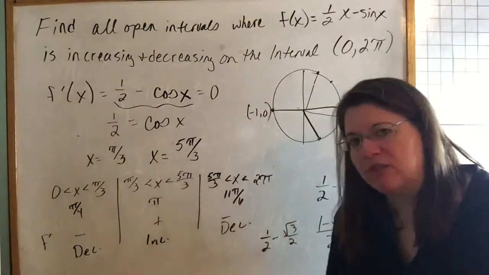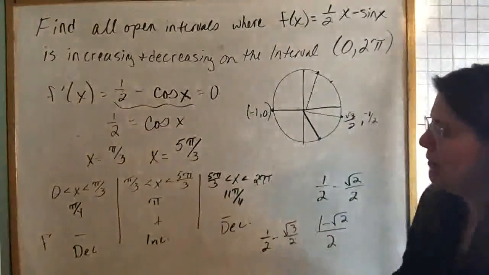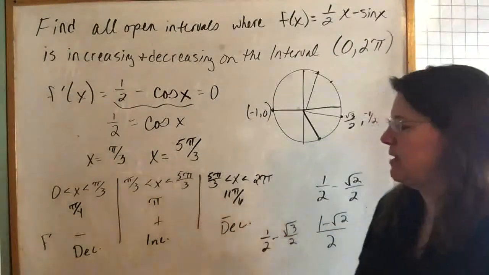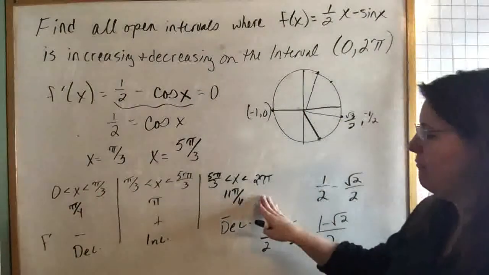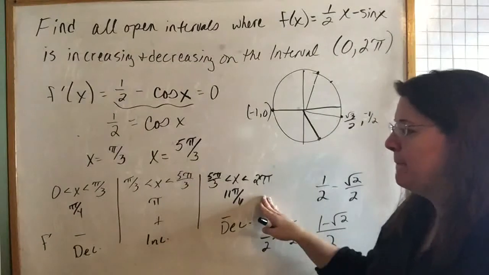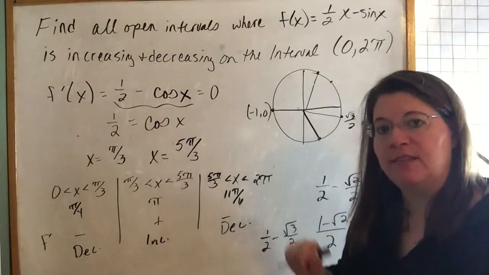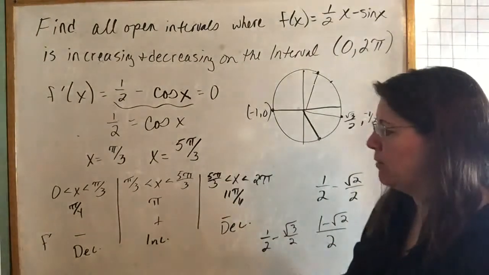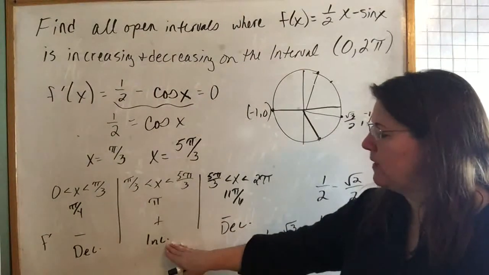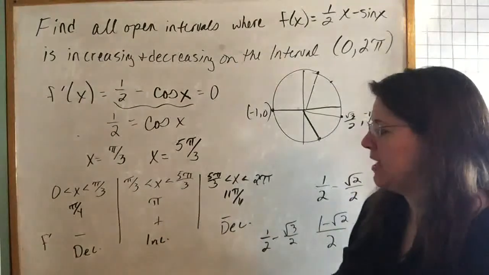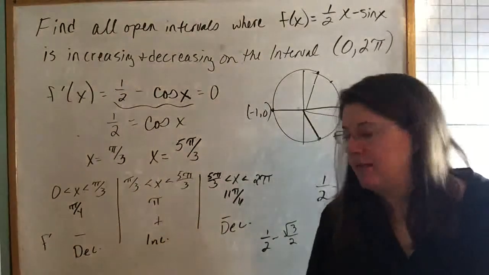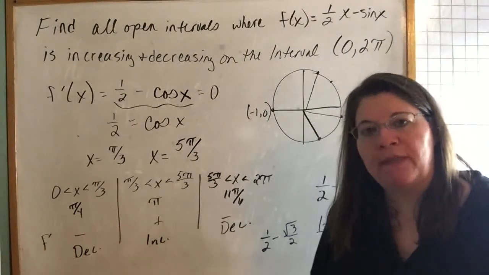And then for our justification, I would say f of x is decreasing on the open intervals, 0 to pi over 3 and 5 pi over 3 to 2 pi, because f prime of x is less than 0 within those intervals. And I would say the function is increasing on the interval from pi over 3 to 5 pi over 3 because f prime of x is greater than 0 within that interval.